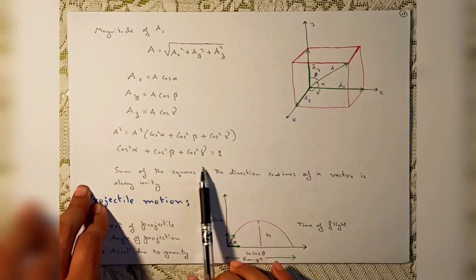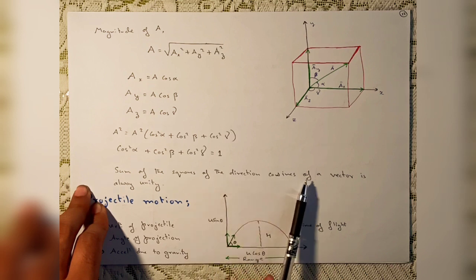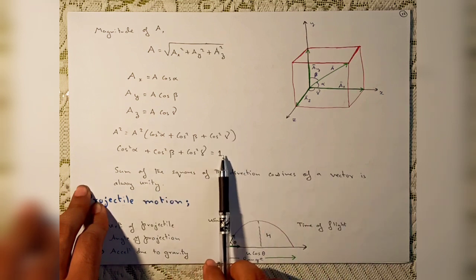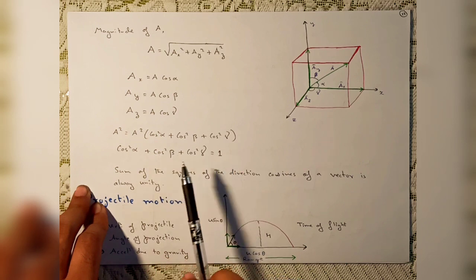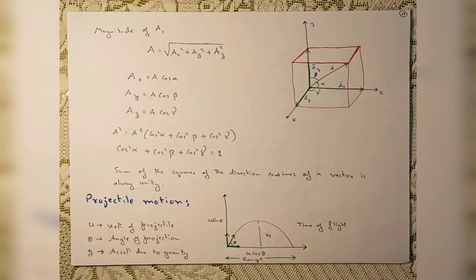So this tells us that the sum of the squares of the direction cosines of a vector is always unity. The sum of the squares of the direction cosines is nothing but unity. And then we have another topic, that is projectile motion.